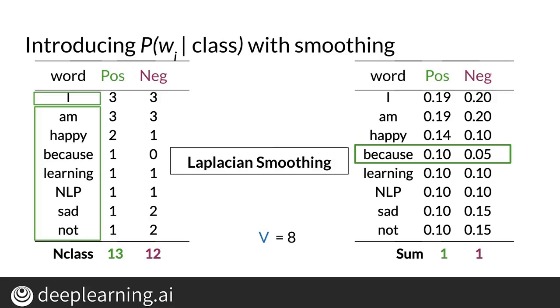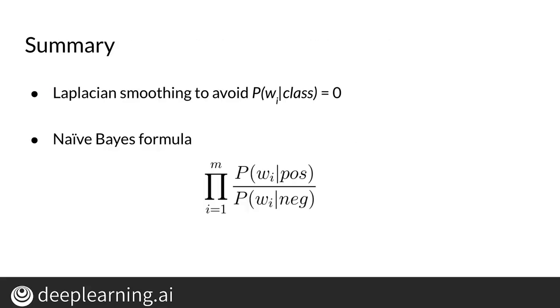Great! That's Laplacian smoothing. Now you know why you have to use Laplacian smoothing, so your probabilities don't end up being 0. That's very cool. You learned about Laplacian smoothing, and now understand why it is important to use smoothing. In the next video, you will learn about the log likelihood.